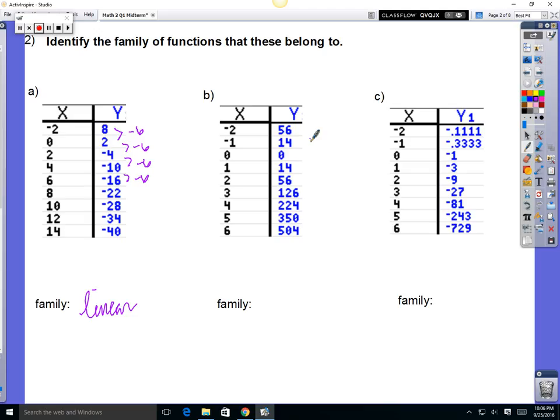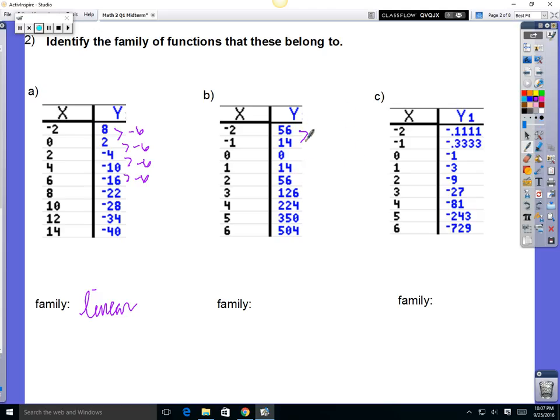B, I need a calculator. Let's look at B. Okay, 56 to 14, that went down. I'm going to put a negative 42. 14 to 0, that went down. Minus 42. 0 to 14, that went up 42. So I'm changing directions. It was shrinking till it hits 0. Now it's going to turn around and grow. 14 to 56. No, it's not 42. What am I doing here?